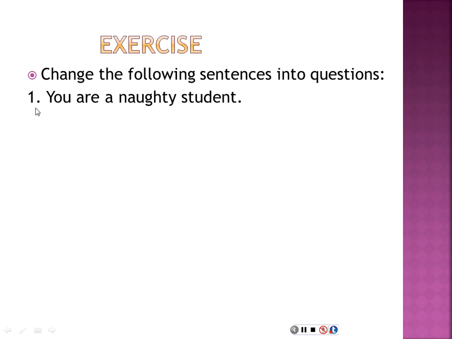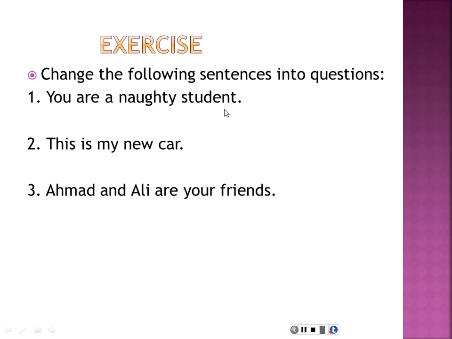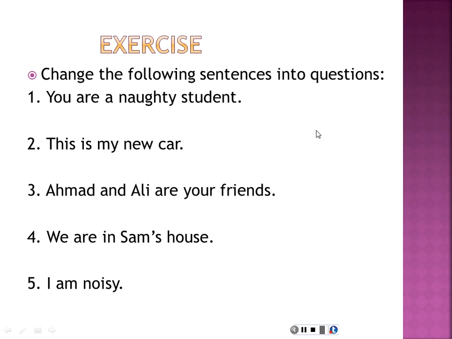So the first one, you are a naughty student. أنت طالب مشاغب. Number two, this is my new car. هذه سيارتي الجديدة. Ahmed and Ali are your friends. أحمد وعلي هم أصدقائك. Number four, we are in Sam's house. نحن في منزل سام. Number five, I am noisy. It means أنا مزعج. So I hope I'm not noisy.